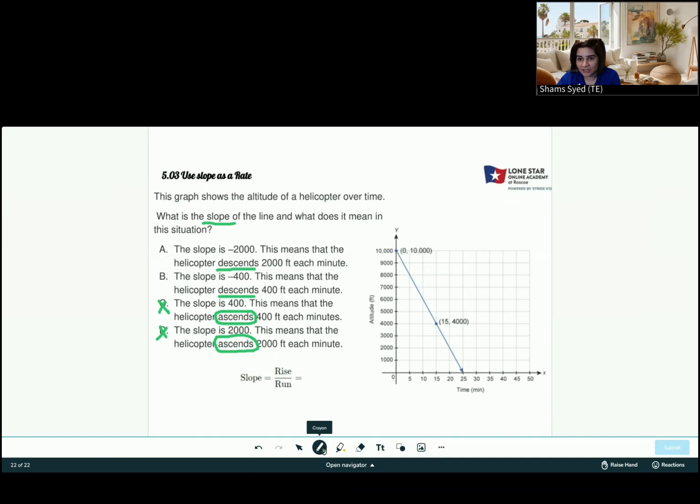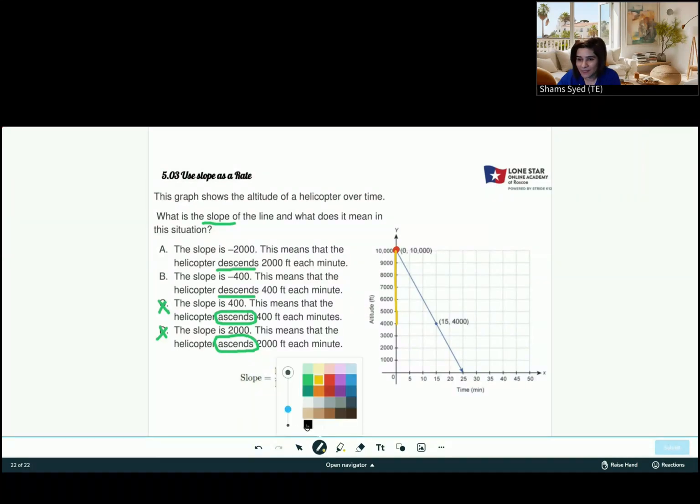And here we are. Let's find the slope. Let's start from one point over here. That's the y-intercept. Go to the other point. It is not going to be rising. It is going to be falling. So we start at 10,000. We fall to 9,000, 8,000, all the way to 4,000. How much is the descent?